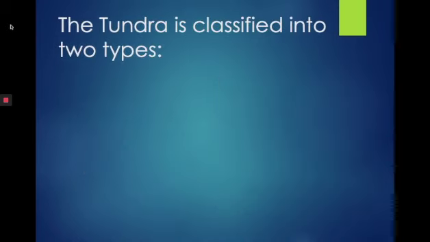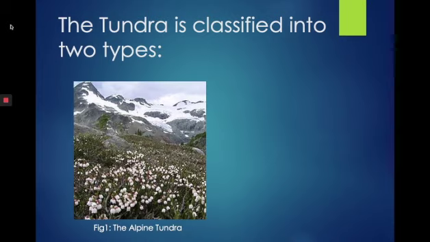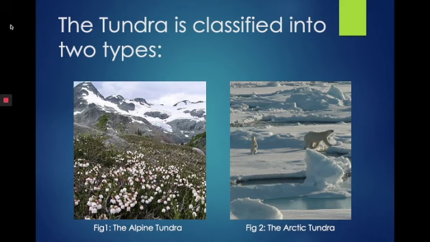Now there are two types of tundras. We have the alpine tundra and the Arctic tundra. Look carefully at these two images. What observable differences might you notice between the two types of the tundras? Take a moment and think to yourself.